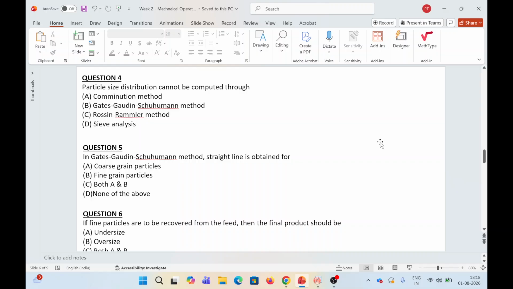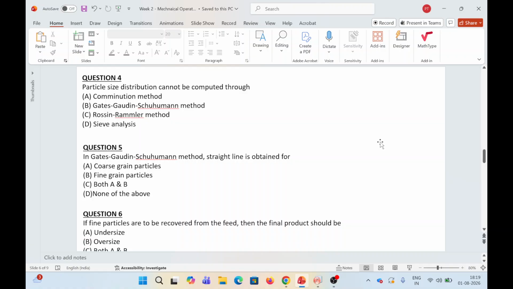So, let's move to question 4. Particle size distribution cannot be computed through: A, comminution method; B, Gates-Gaudin-Schumann method; C, Rosin-Rammler method; and D, sieve analysis. Particle size distribution cannot be computed through which of the following methods? Is it Rosin-Rammler, Gates-Gaudin, sieve analysis, or comminution method?